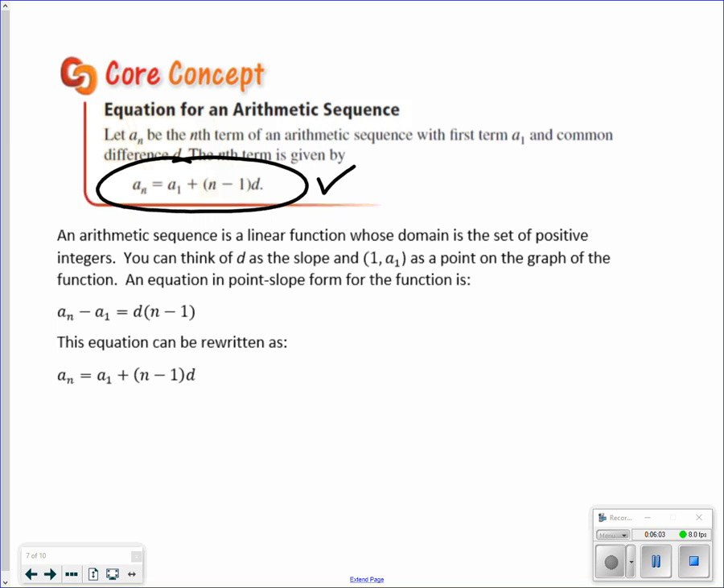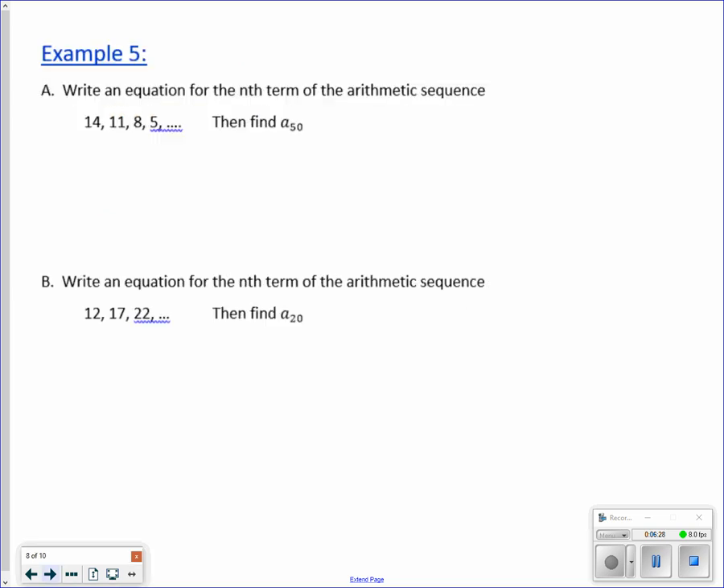All you need to know in order to write an arithmetic sequence is what is the first number in the sequence and what is the common difference. So if you know those two things, if you know what a sub 1 is, and you know the common difference, you can write an equation based on those two pieces of information. So let's look at this next one.